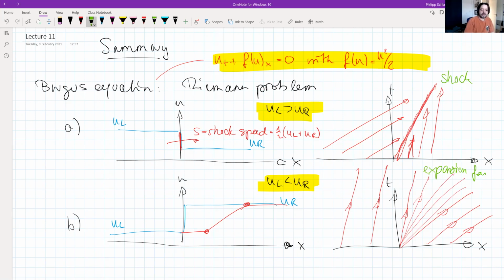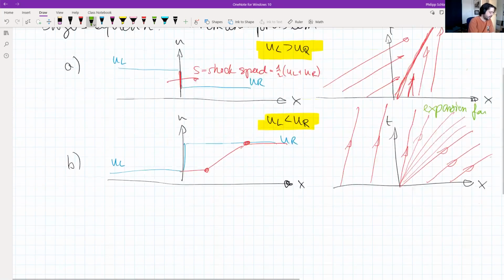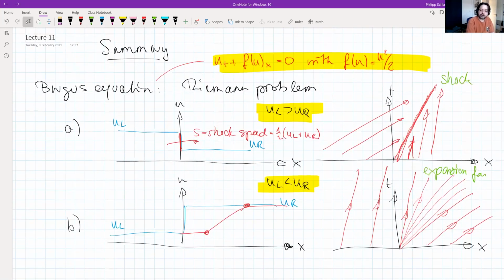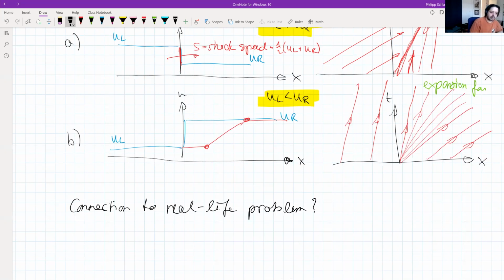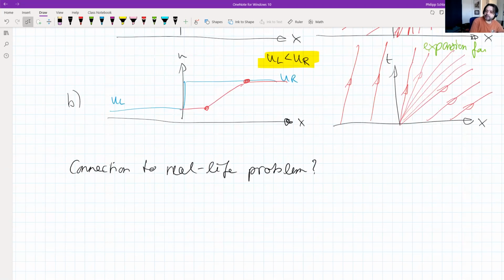So now I guess the only question that remains is that what we have looked at here is for a truly hyperbolic problem without dissipation. Now, maybe a question would be, what is the connection of these results to a real life problem, so a physical problem? And actually, it turns out that these types of features, the expansion fans and the shocks, also appear in really physical problems. I was just saying the shock tube will show exactly that.